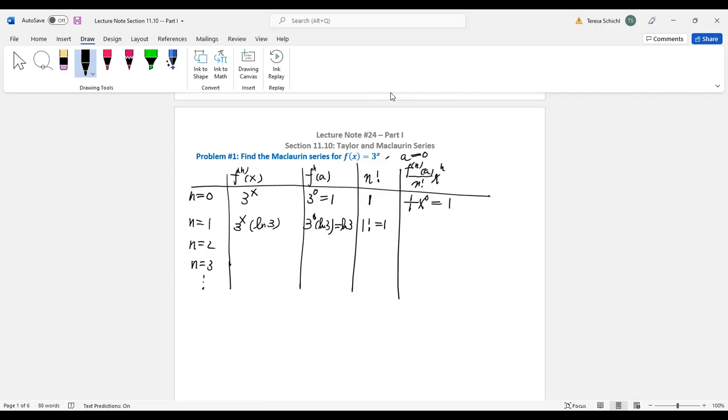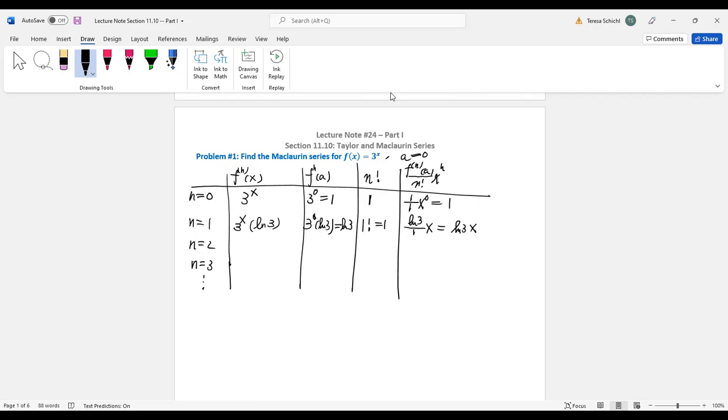So now let's put it in this form. It will be natural log 3 over 1, times x to the first power. So it will just be natural log 3 times x to the first power. Then after a few terms, you should see the pattern.